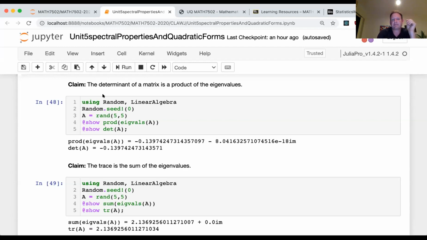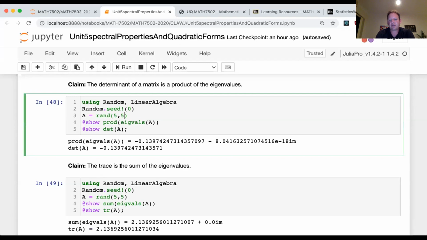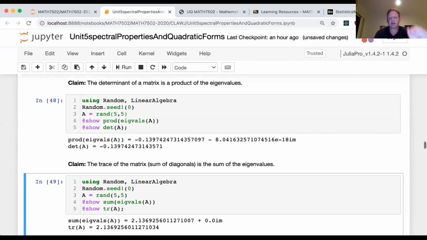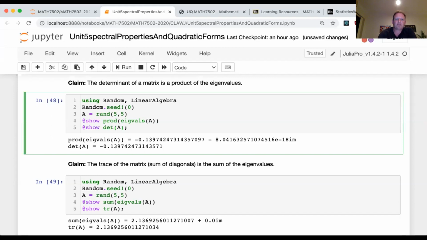So the determinant of a matrix is the product of the eigenvalues. And the trace, the sum of the diagonals of the matrix, is the sum of the eigenvalues. Let's see this. We've got a 5 by 5 matrix A. If I take the eigenvalues and multiply them by each other, I get this thing. Is this thing that I've highlighted a real number or a complex number?